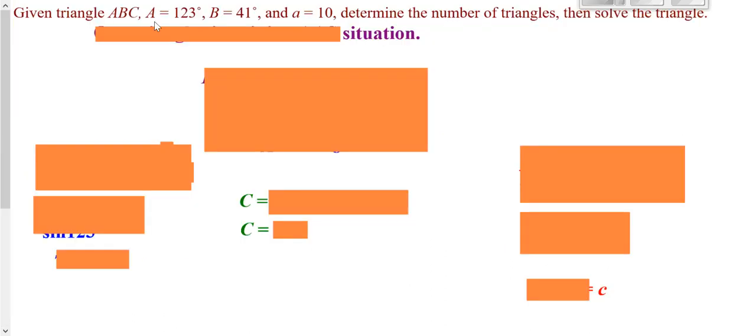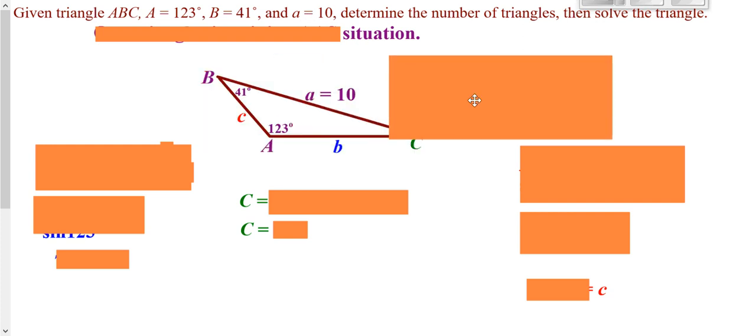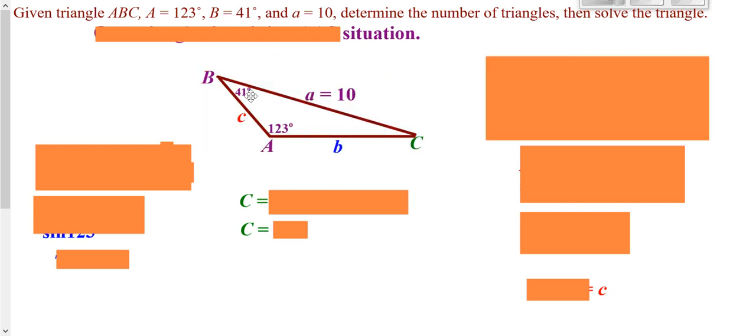So here we have an angle, another angle, and a side. First of all, I'm going to draw my diagram. I threw in my two angles, and I have the side opposite of angle A. So I could use law of sines because I know my opposite pair.